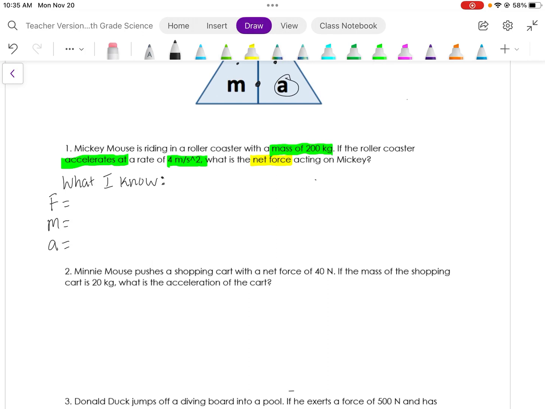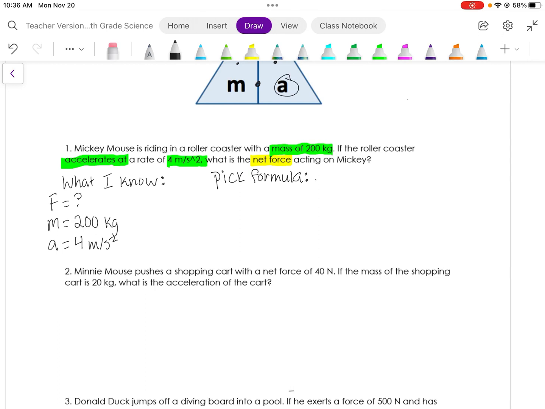So now we're going to look at the problem. And our force is what we are looking for. So that's what I ended up highlighting yellow because that's what we're looking for. Our mass is 200 kilograms. And our acceleration is 4 meters per second squared. So now I pick a formula. And that's what I was just doing there.